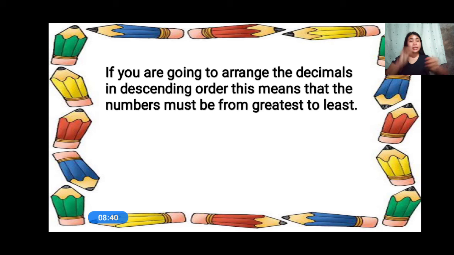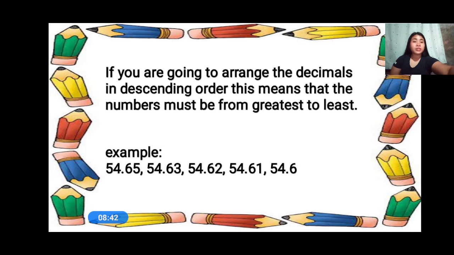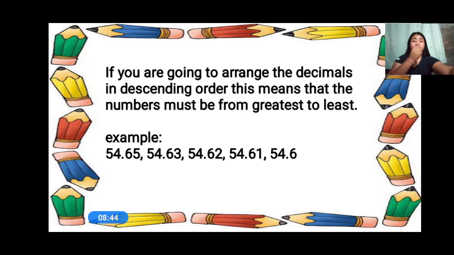Do you understand? Okay, so here is the example. 54.65, 54.63, 54.62, 54.61, and 54.6. Okay? Greatest to least. That is descending order, meaning the order is decreasing.